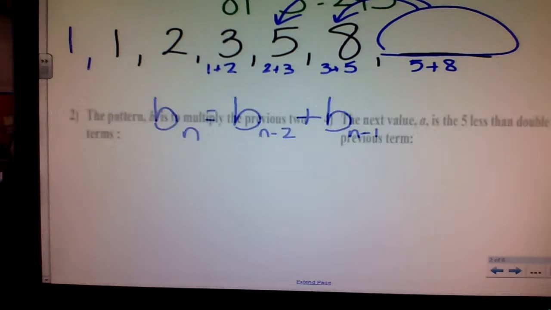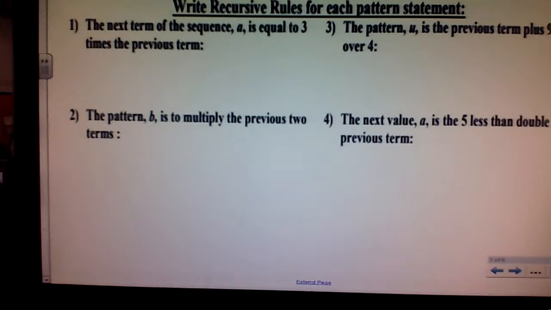So if we're good with this, let's see how we do with this. So now, instead of giving you the pattern, I want you to come up with the equation from words.